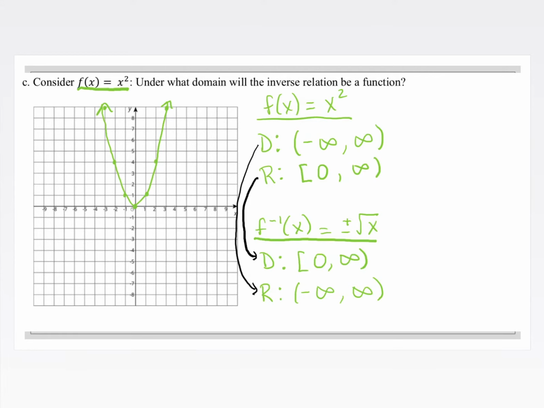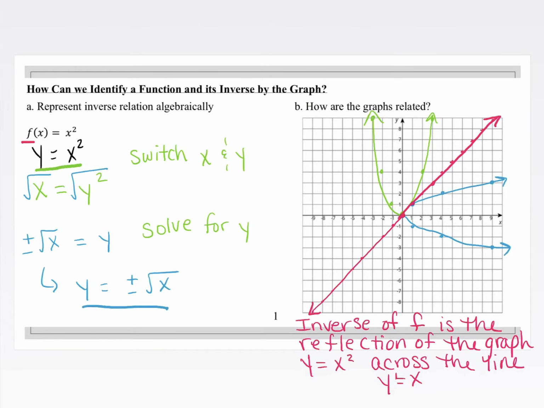However, if we were to graph that, we would get this blue graph right here. But what do we notice about this original blue graph? Well, if we were to draw a vertical line through it, we would notice that it would hit our graph more than once. So it would fail the vertical line test. Hence, this inverse relation would not be a function.